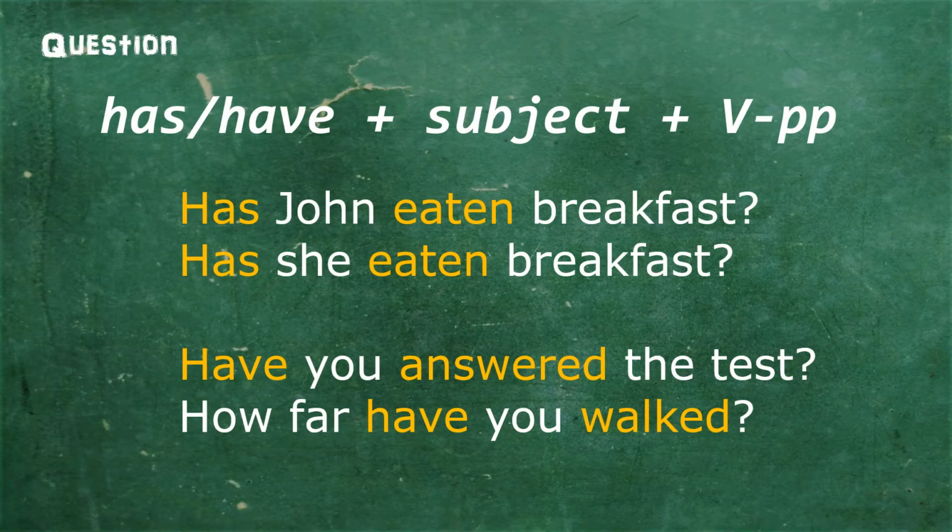In question form, we have has or have plus subject plus verb past participle. For example, has John eaten breakfast? Or has she eaten breakfast? In these examples, you have noticed, since they are questions, the verb usually comes before the noun. So has John eaten breakfast? Has she eaten breakfast? Or plural forms, with plural subjects. Have you answered the test? How far have you walked? So in question form, the auxiliary verbs come before the noun.